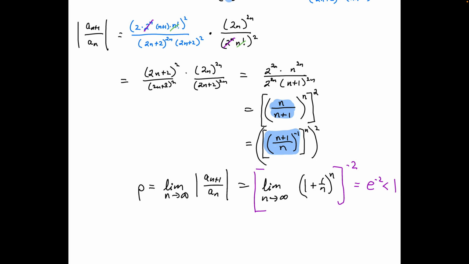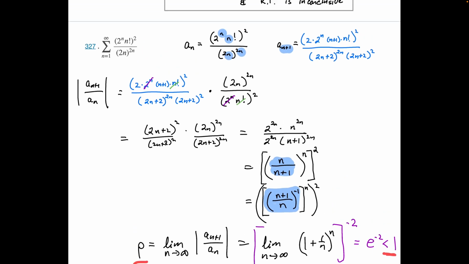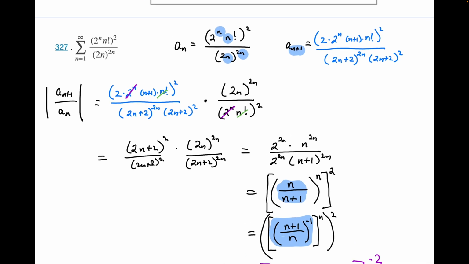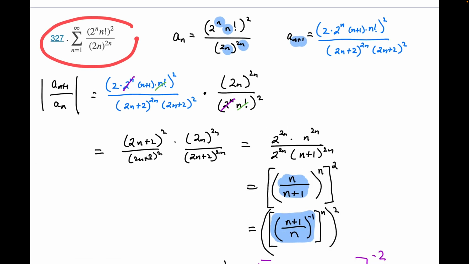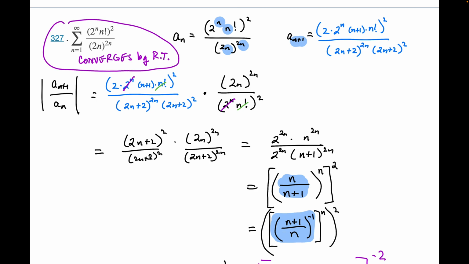So with rho being strictly less than 1, we have that the series in problem 327 converges. And what did we do? We used the ratio test. Nice.